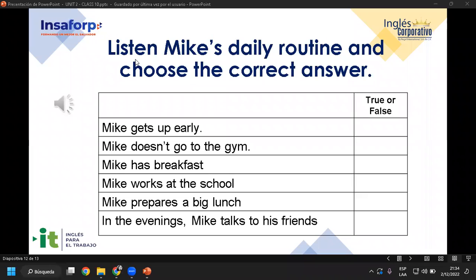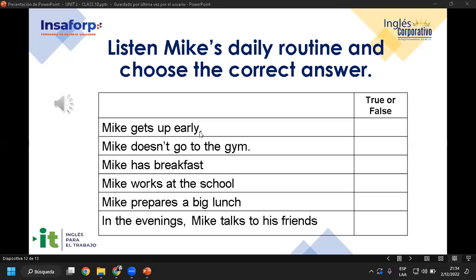Listen Mike's daily routine and choose the correct answer. Thank you. Very good. So everybody, look, I have an audio. I'm going to play the audio and there are different sentences here. You have to tell me if the sentences are true or false. I need a volunteer for reading the first sentence, please. Mike gets up early. Very good.